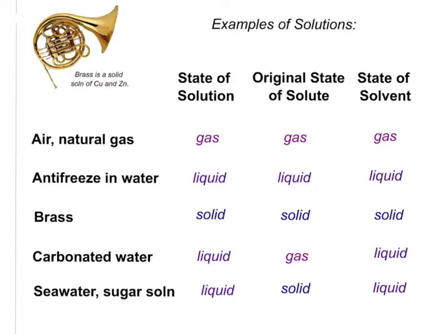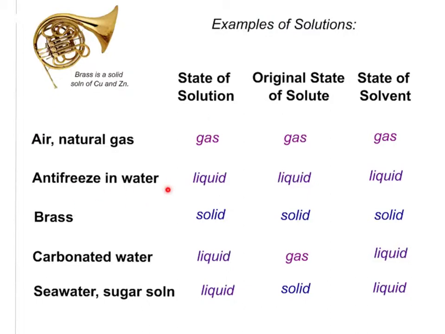Here are some examples of solutions. You may or may not have thought of these as being solutions before, but according to our definition, they are. Not all solutions are aqueous. Air, for example. Let's say we're talking about a solution of air, and we want to look specifically at the nitrogen in the air. Well, the solvent is a gas. Its state is a gas. It's the air. The original state of the solute, the nitrogen in the air, is also a gas. And this whole solution is a gas.